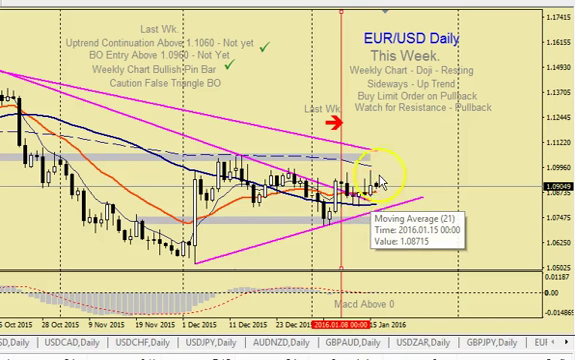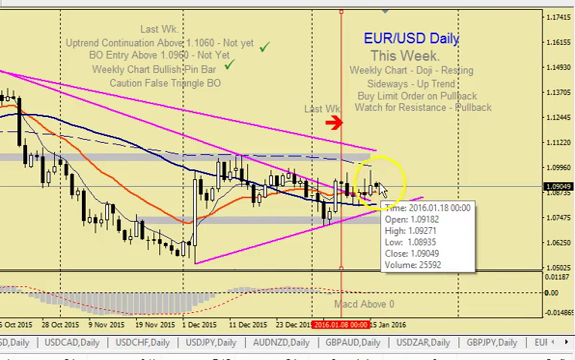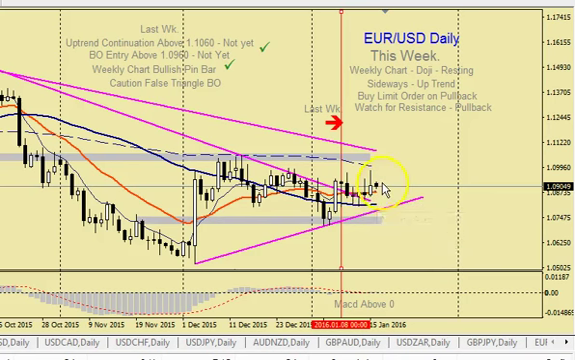So I expect price to keep going a little bit higher. And for this week, we're looking at a price to continue going sideways or higher. My suggestion is to buy limit orders on pullback, which means waiting for price to come back down. And you can see price is starting to come back down right now.